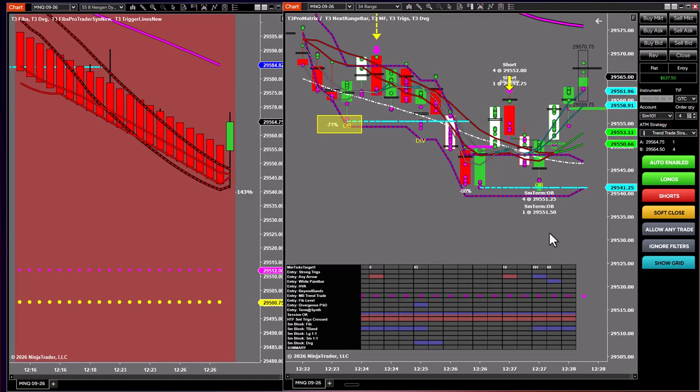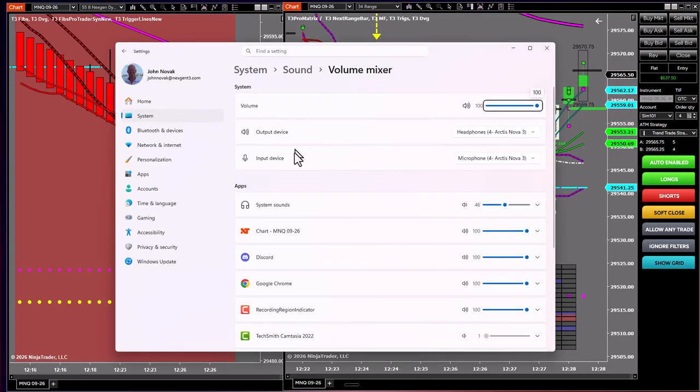Oh no, let me see. Hang on. Let me go to my volume mixer. Let me turn off my NinjaTrader. That should stop it.